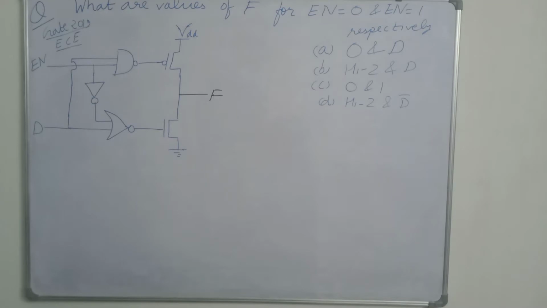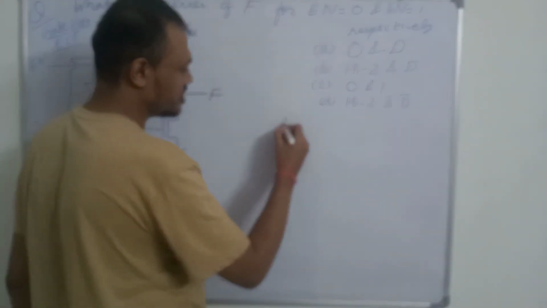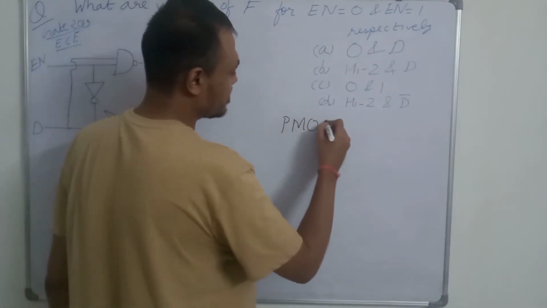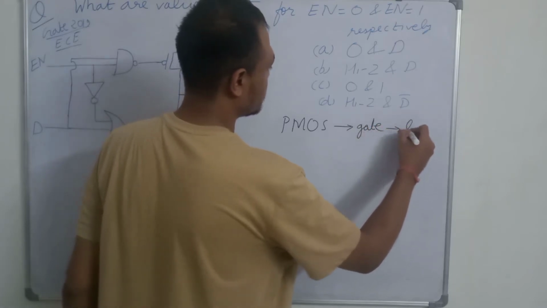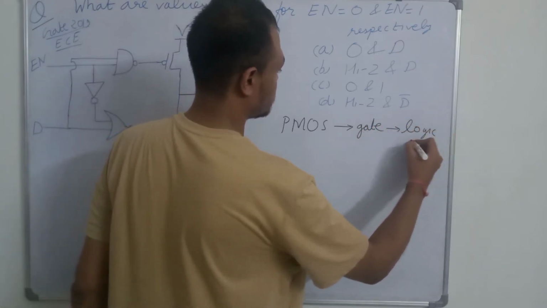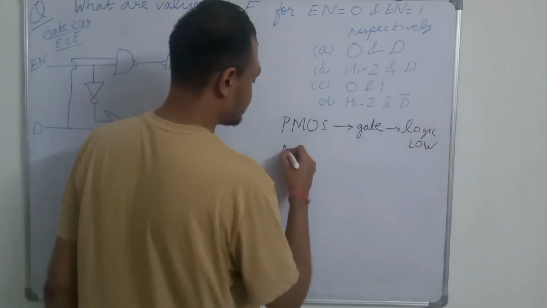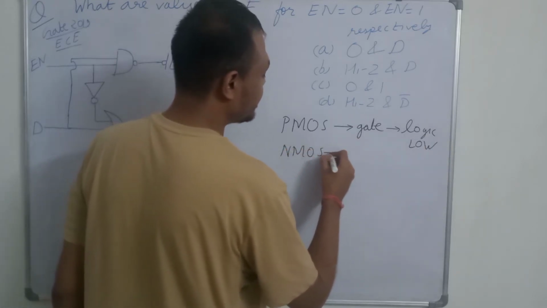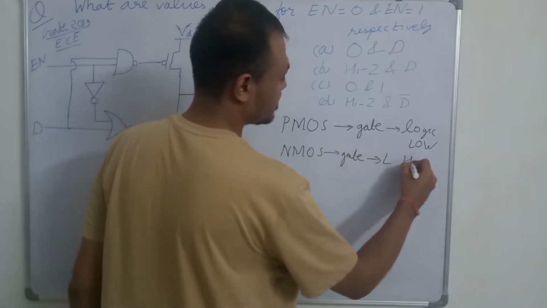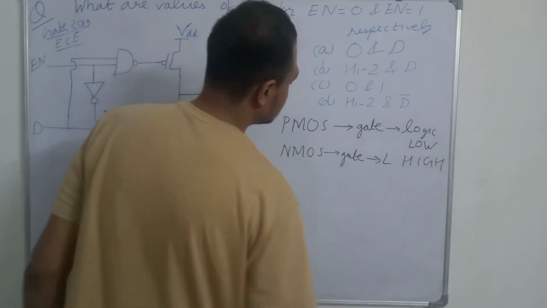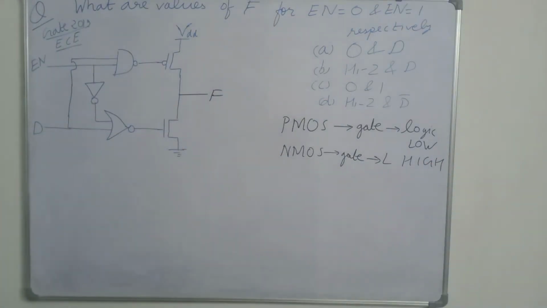So remember that PMOS conducts when gate is at logic low. And NMOS conducts when gate is at logic high. So PMOS conducts when voltage of gate is at logic low and NMOS conducts when voltage of gate is at logic high.